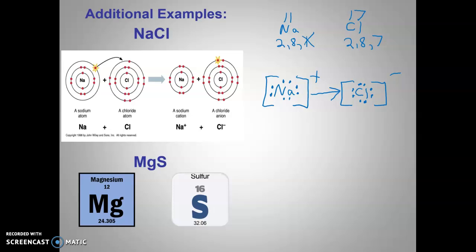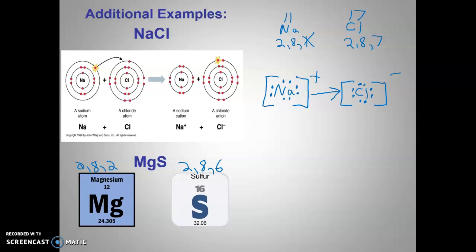And last but not least, let's do magnesium sulfide. All right, magnesium has 12 total electrons. So that means, again, 2 in the first, 8 in the second, and then 2 in the third. Sulfur has a total of 16 electrons. So what? 2 in the first, 8 in the second, and 6 in the third. It needs 2 more electrons.